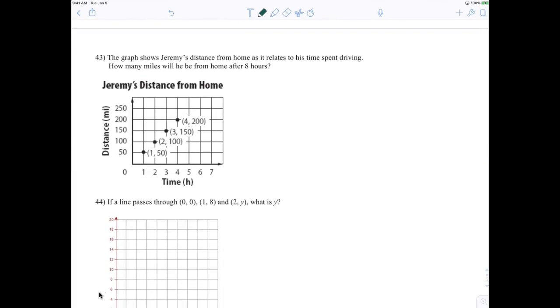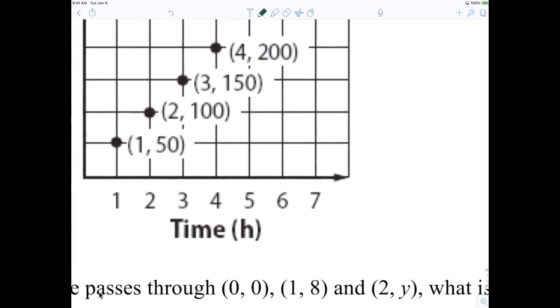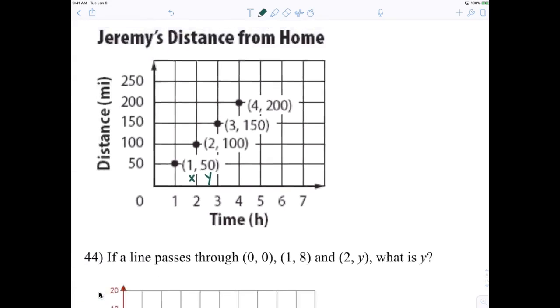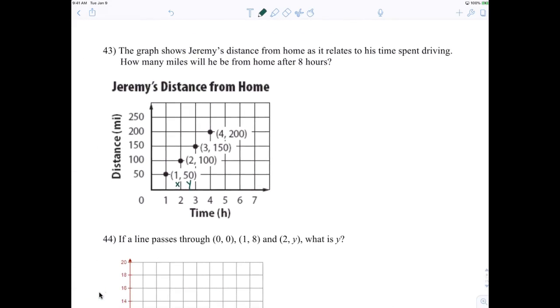Now, a lot of kids in the last class thought this was 2,100. 3,150. Is that really what that means? No. This is the X, and this is the what? That's correct. So what would it be after 8 hours? Yes ma'am. What did you get? 100.